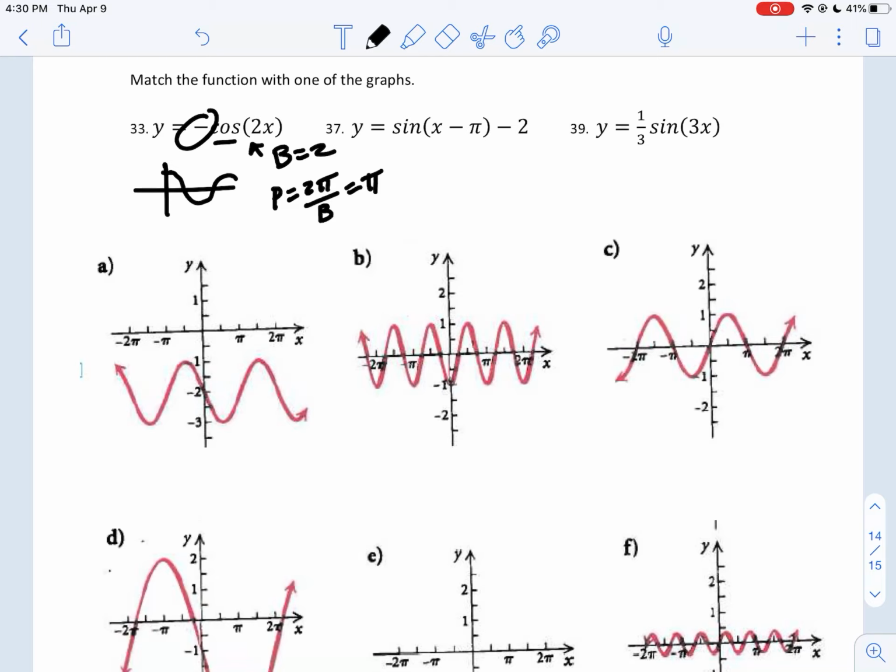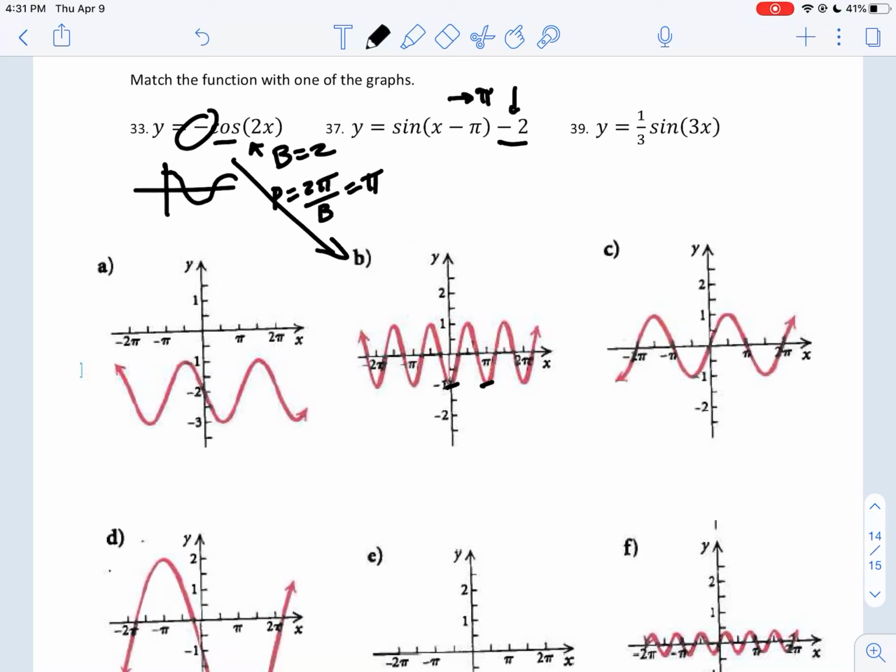So I'm looking for a cosine graph that is squished together a little bit, no vertical or horizontal phase shift, and starts at -1. So this one I see as cosine, and starting at -1, it's flipped over, reflected across the x-axis, and it has a period of pi. So 33 matches with b.